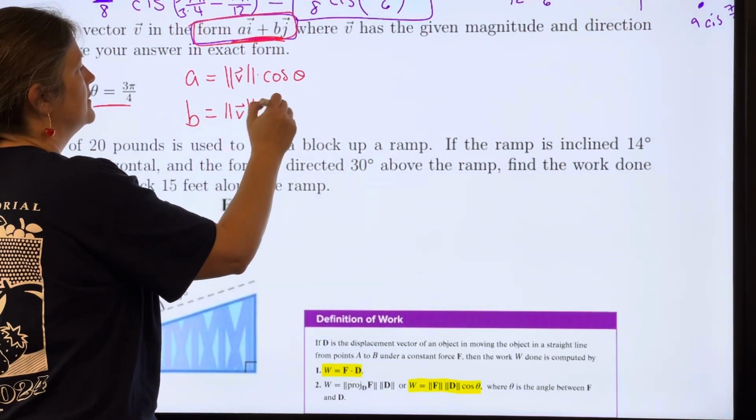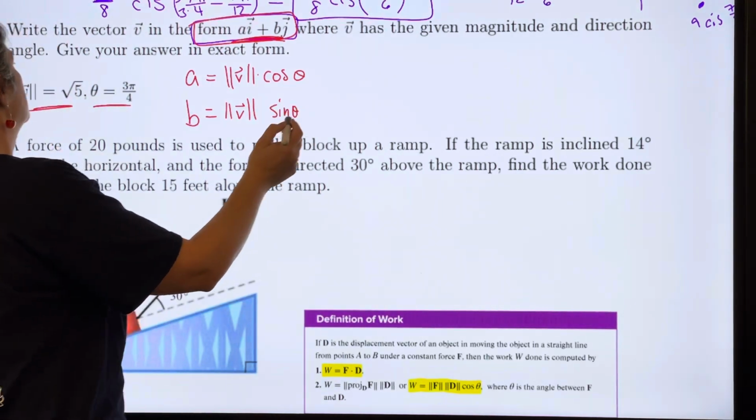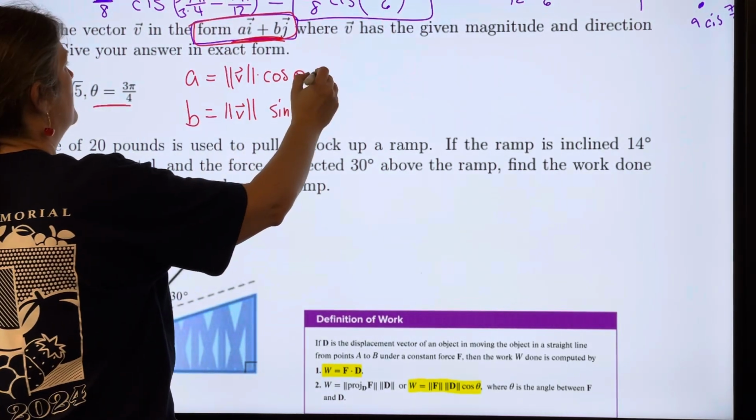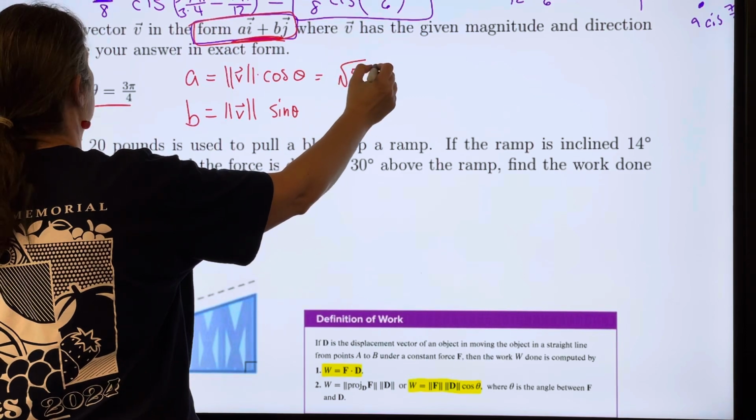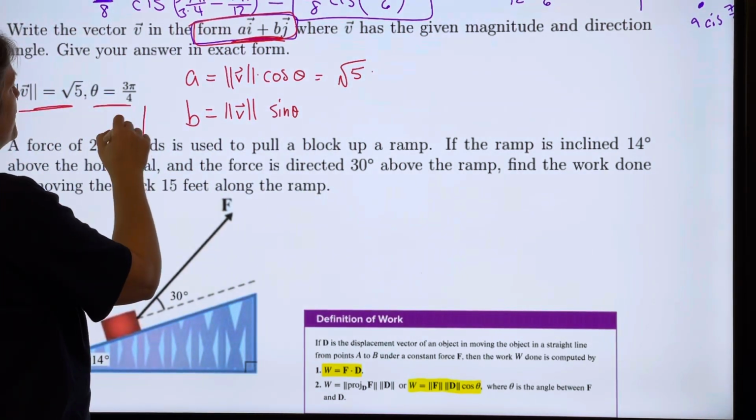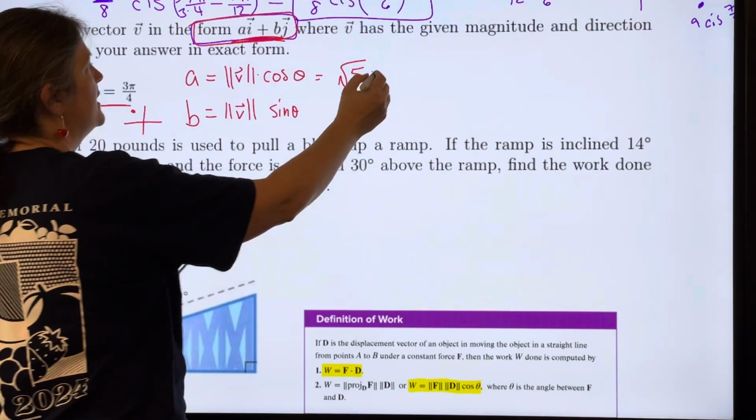Magnitude, sine theta. So this goes to root 5 times cosine of 3 pi over 4. 3 pi over 4 is over here. Cosine is negative root 2 over 2.